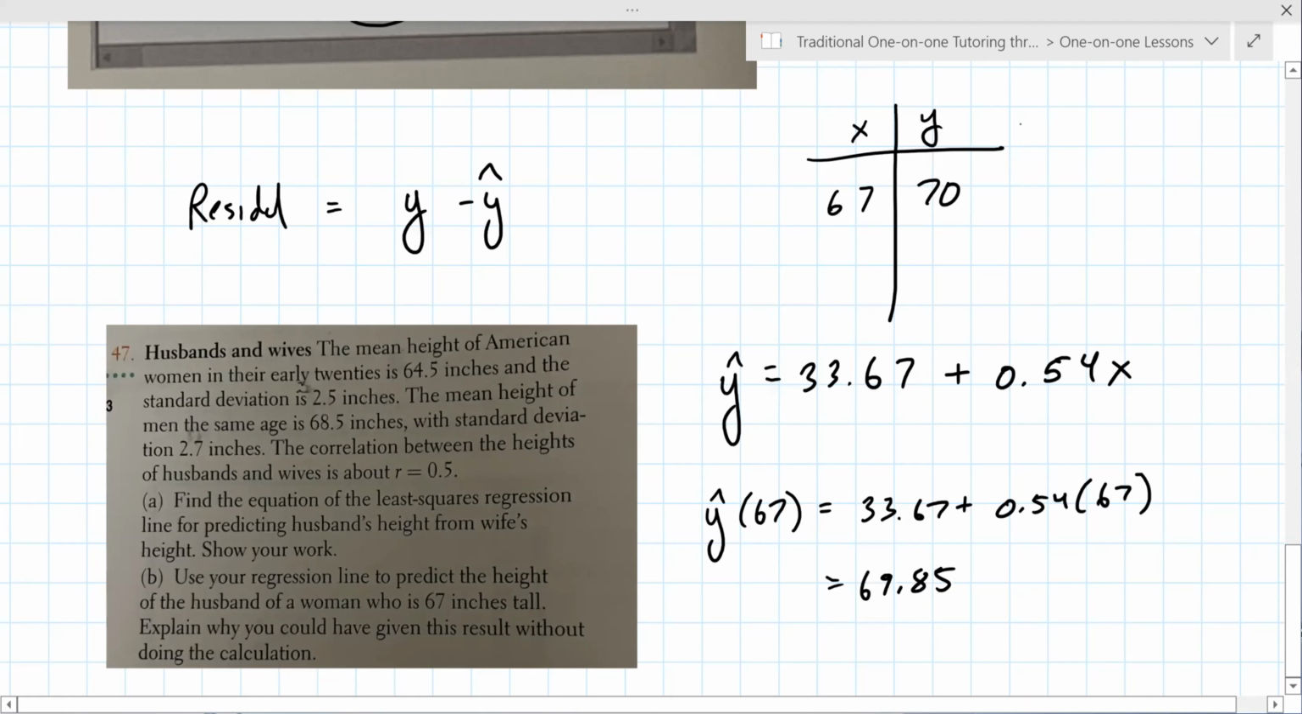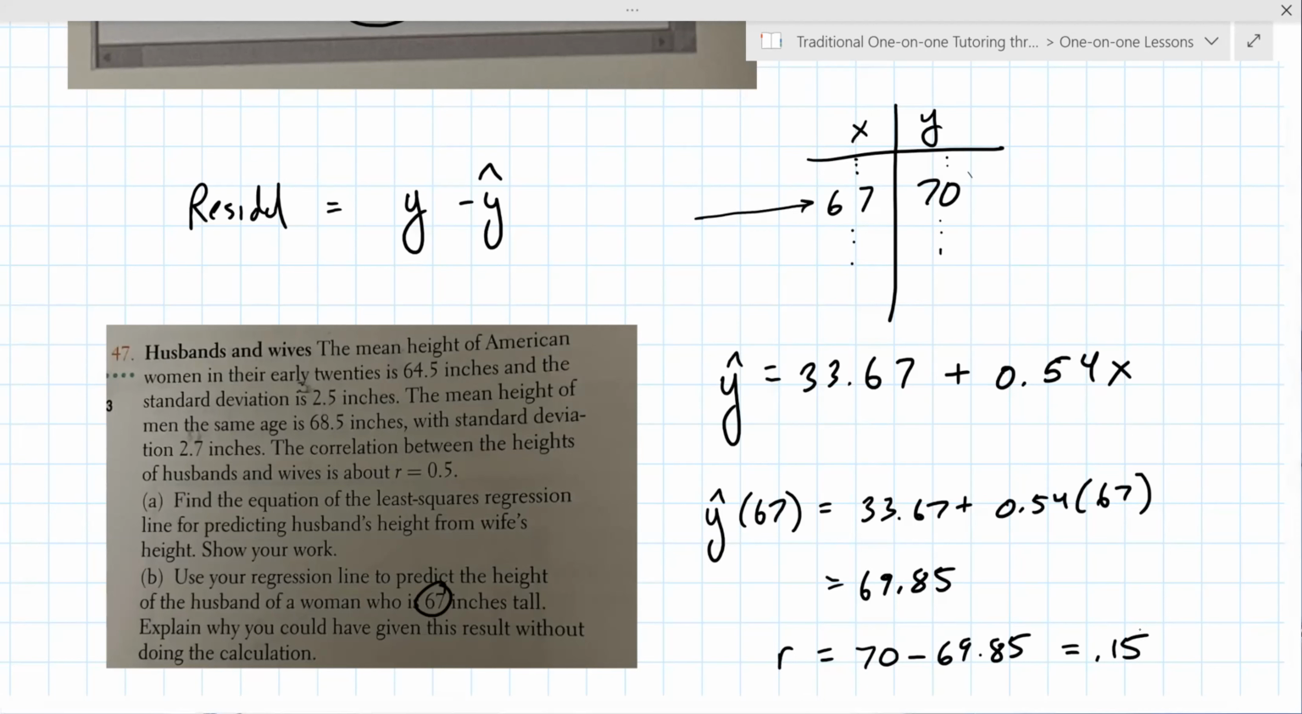Let's just say this is the data. Obviously, there's a lot of data missing, but when X is 67 in our data set, the Y value is 70. So now that's where you can calculate the residual. You have to go back to your data table, find the 67 because that's your input, and use the Y that you got as the output. So your residual is 70 minus 69.85. And that's it.